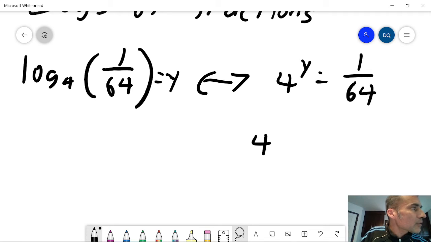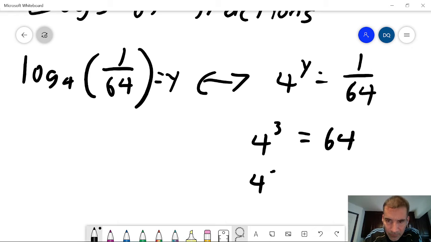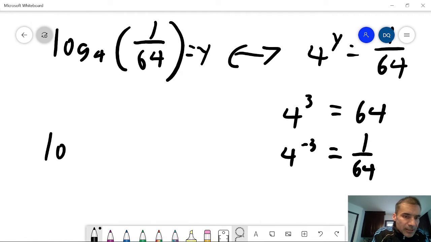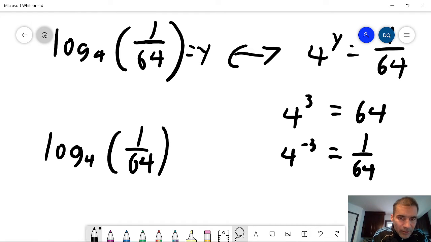8 times 8 is 64. And that means that 4 to the 3 is 64. 4 squared is 16, times 4 is 64. So 4 cubed is 64. 4 to the negative 3 is therefore 1 over 64. So base 4 log of 1 over 64 is negative 3.